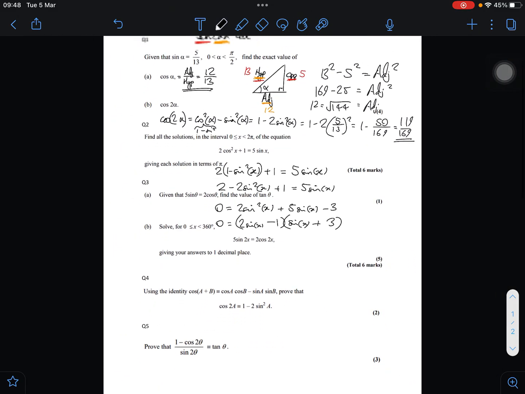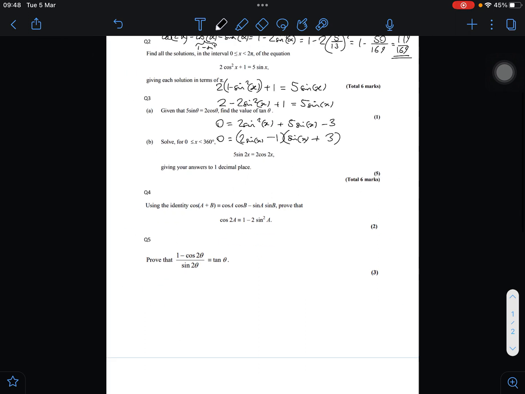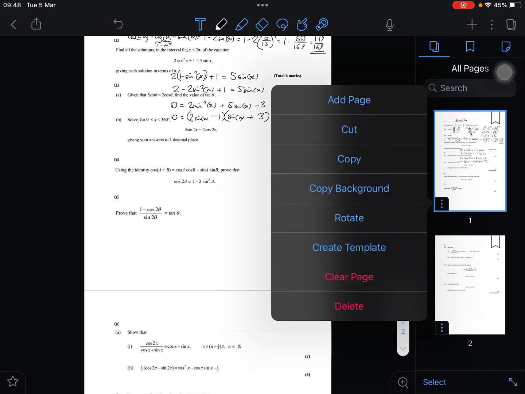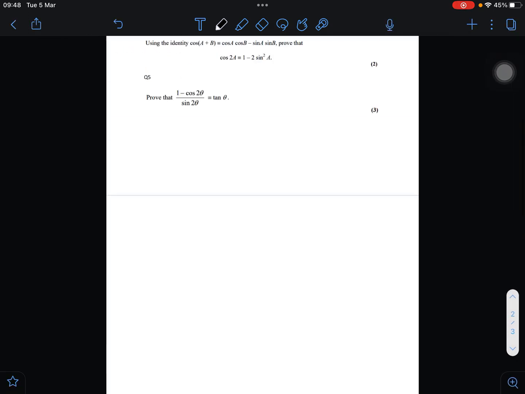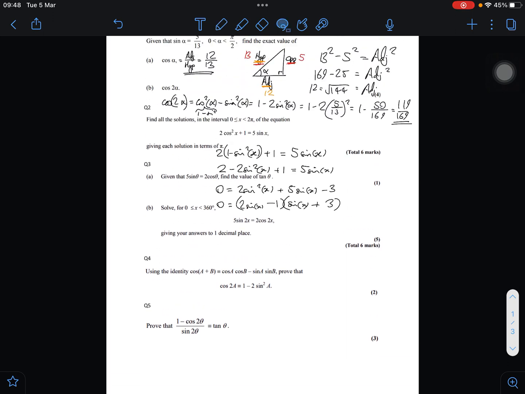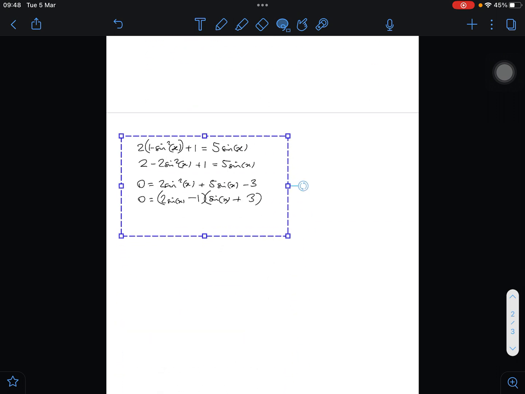I'm actually going to complete the rest of this question on a separate sheet of paper. Let me add one here. And so if we take this problem and we pull it down, this is question 2.